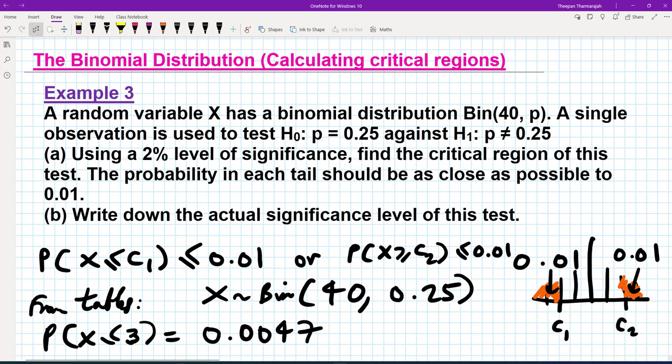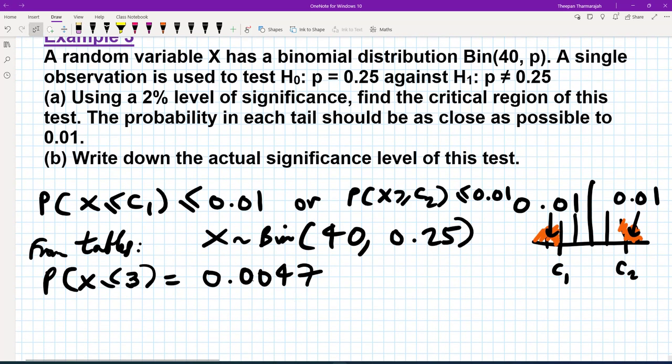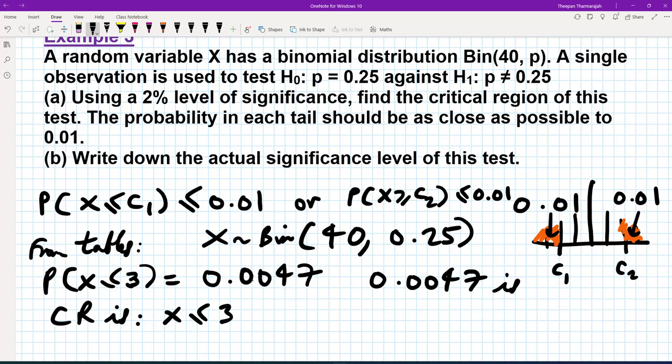So what we can say there is the first part of the critical region is that X must be less than or equal to 3, and we can say 0.0047 is closest to 0.01, just to make it clear to the examiner.